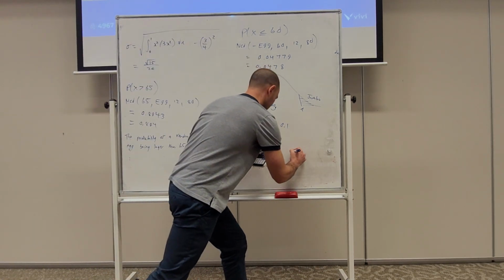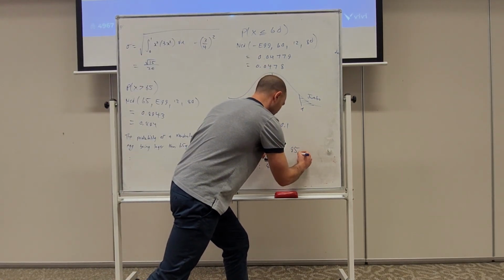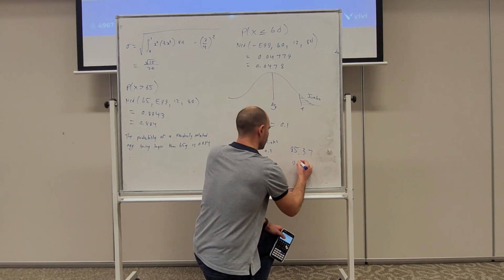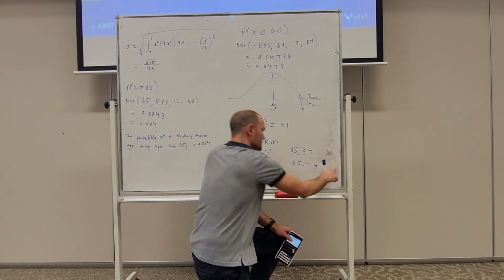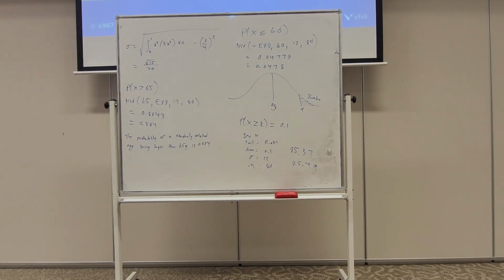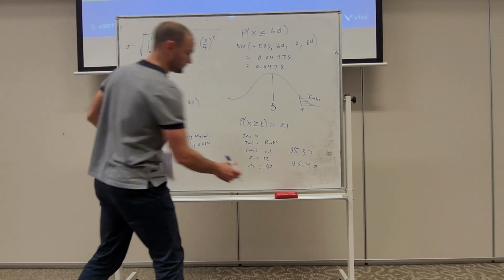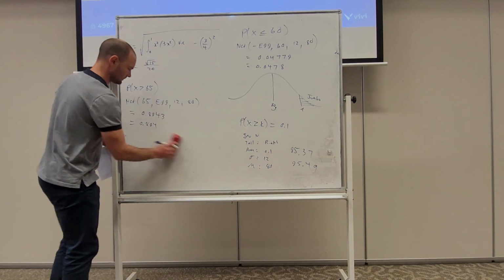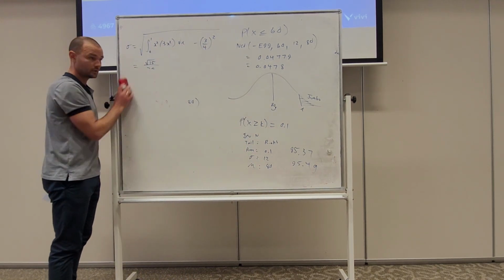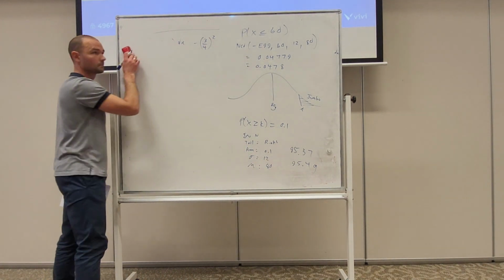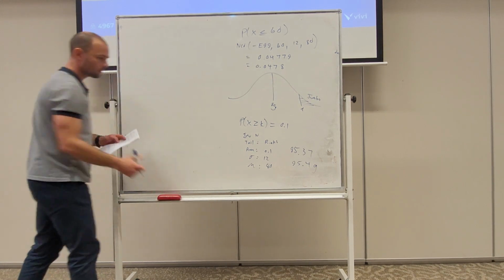So we get 95.37, which is 95.4 grams. That's going to be the weight of an egg that makes it jumbo. Okay, so that's good. Any questions at this stage? All right, keep cruising along.